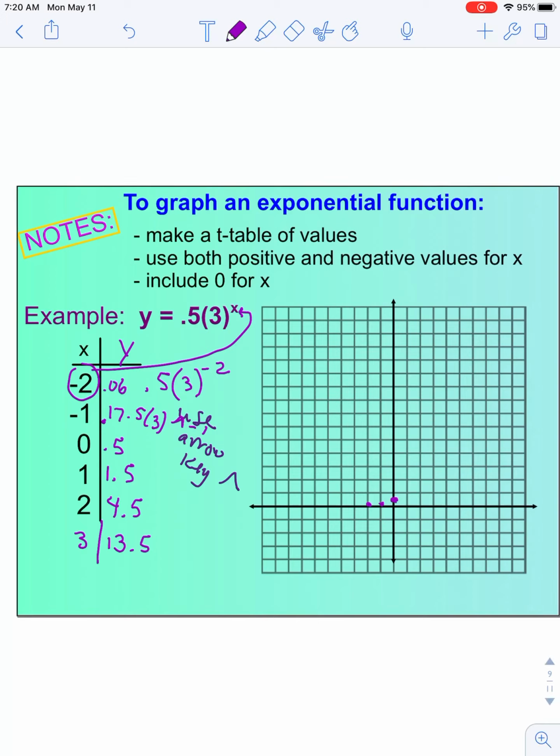Then I have 1 is 1.5, that's a little bit easier to graph. 2, 4.5. And I mean, I could stop there, but I'll just go ahead and plot 3, 13.5.